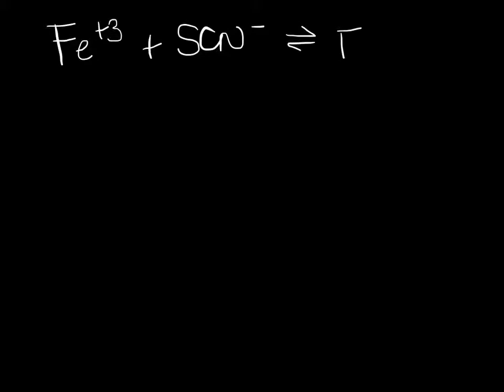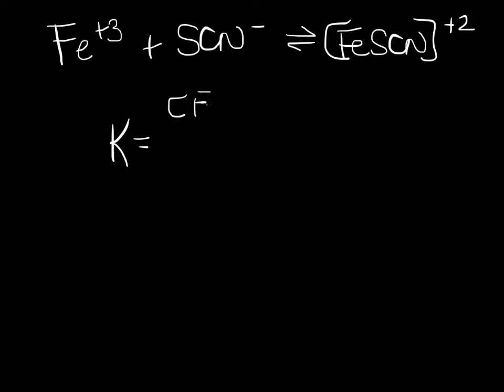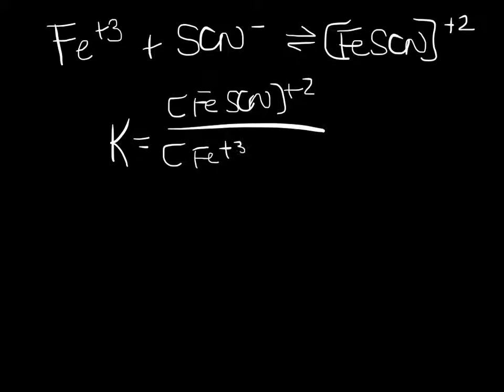Okay, this podcast is going to talk you through how to calculate K_eq for the equilibrium lab. So our equation again is Fe³⁺ plus SCN⁻ in equilibrium with the FeSCN²⁺ complex ion. So the K expression would be the concentration of FeSCN²⁺ over the concentration of Fe³⁺ times the concentration of SCN⁻.